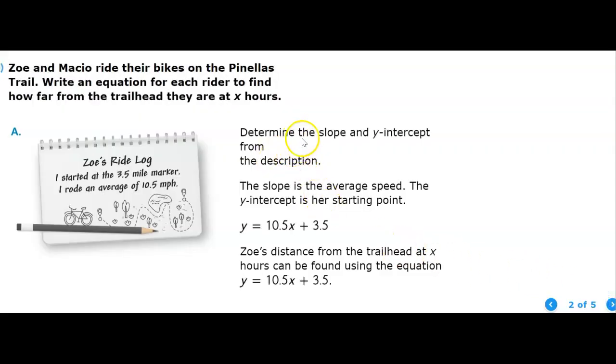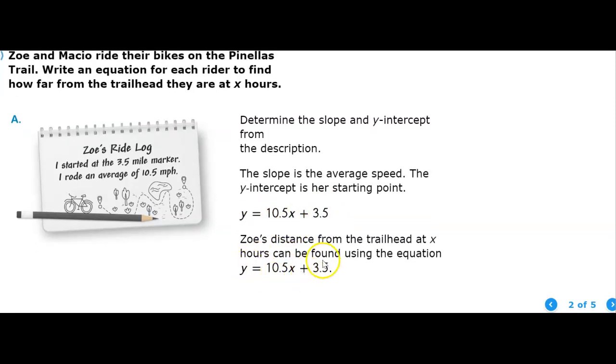So the slope and y-intercept is what we need to determine based on her description. So the slope will be her average speed and her y-intercept will be her starting point. So she started at 3.5 and then her slope will be the 10.5 miles per hour. So this will be the equation based on her description.